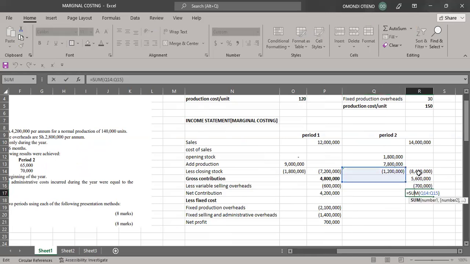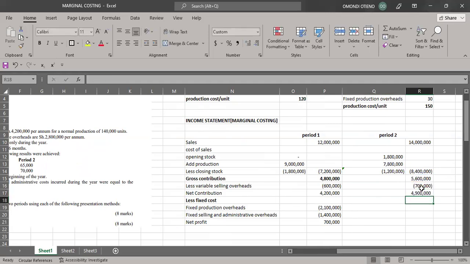Our net contribution is basically the gross contribution minus variable to give us net contribution. To the net contribution, we less production cost, so the fixed production overheads. Remember, they were constant, so I just need to have these figures being the same. That is 4,200,000 divided by 2.